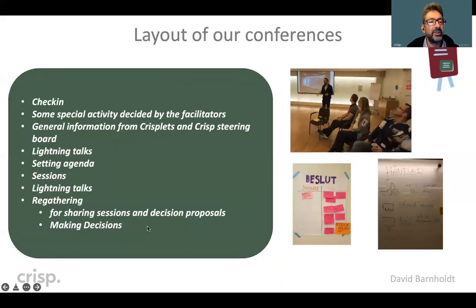The layout of our conferences is usually something like this. We have a check-in, some special activity decided by facilitators, general information from the CRISPlets and from the CRISP steering board. Then we usually have some lightning talks, some inspirational talks, to help us get inspired to set the agenda together, running the sessions, maybe some more lightning talks, and regathering and sharing the sessions and making decisions together. And this is usually iterated a number of times during one conference.